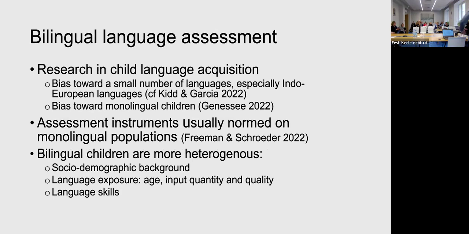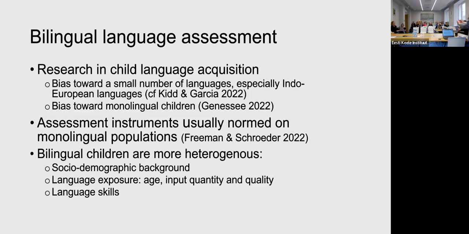So research on child language acquisition, like research in linguistics on the whole, is biased towards a small number of languages, and especially Indo-European languages, especially one particular Indo-European language. And it's biased towards monolingual children. So we have this sort of view of, it's much easier to look at the development of a monolingual child. It's easier to conceive of a grammar as a nice, neat whole. But that's, unfortunately for researchers, not the truth or not the full picture in a majority of contexts.